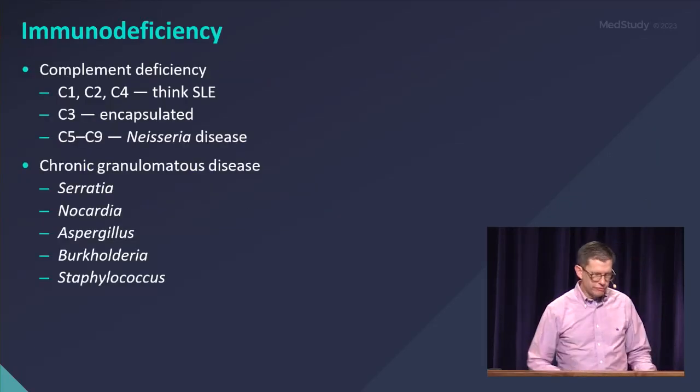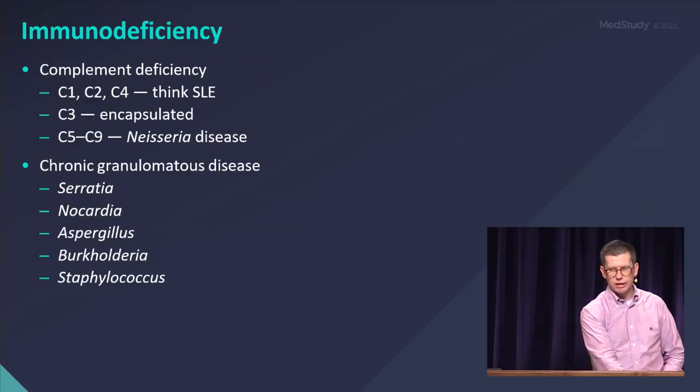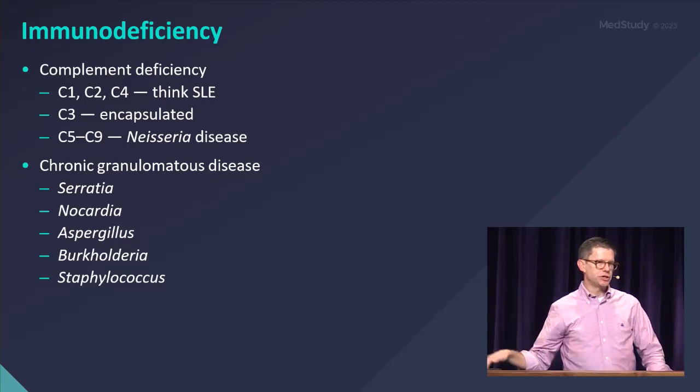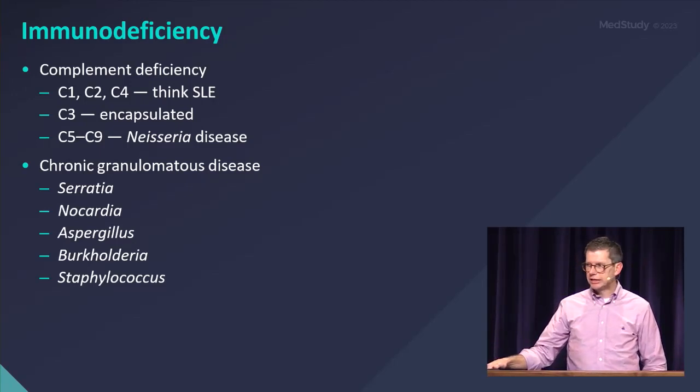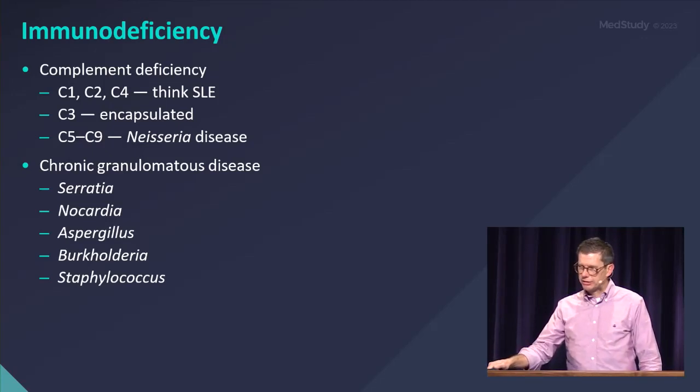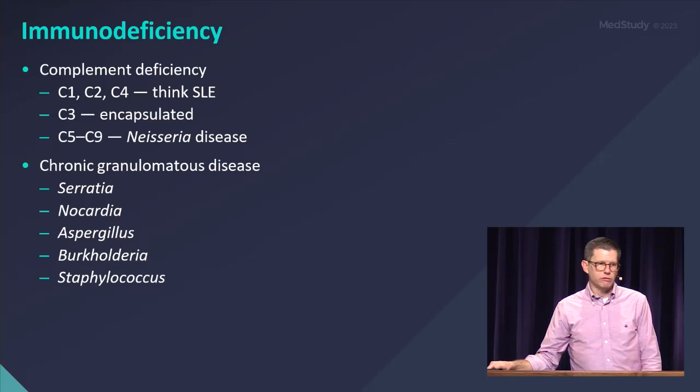So a little bit about immunodeficiency, but immunology is going to go in much more detail. The things we think about from an ID perspective. So if you have a complement deficiency, in particular C5 through C9 terminal complement deficiency, that's where you're going to have Neisseria disease, especially invasive Neisseria disease. And so if you have a kid with invasive gonococcal or meningococcal disease, you want to think about terminal complement deficiency. And then chronic granulomatous disease.